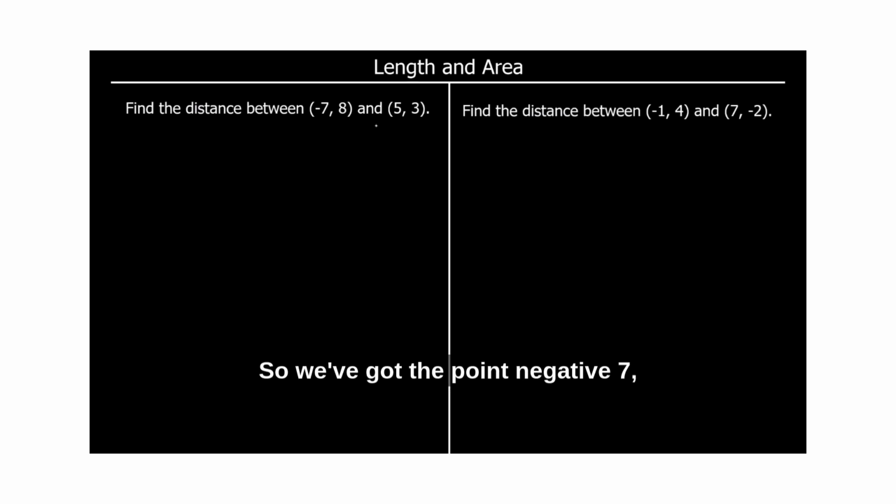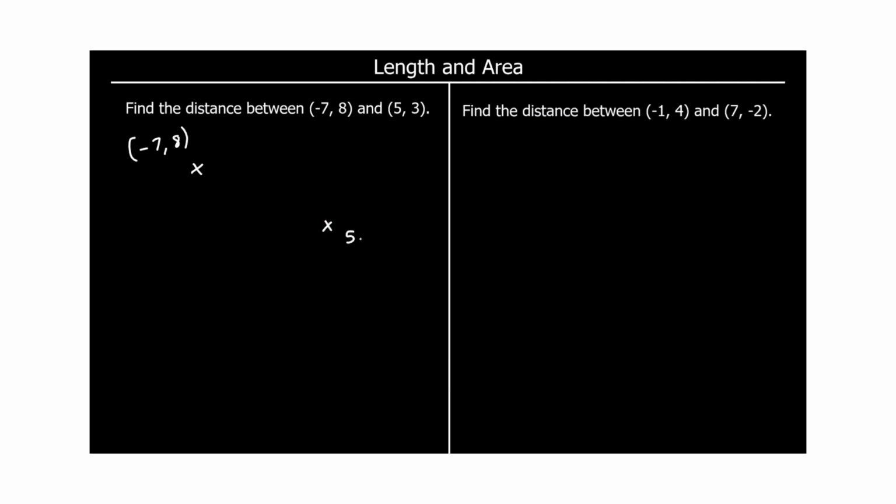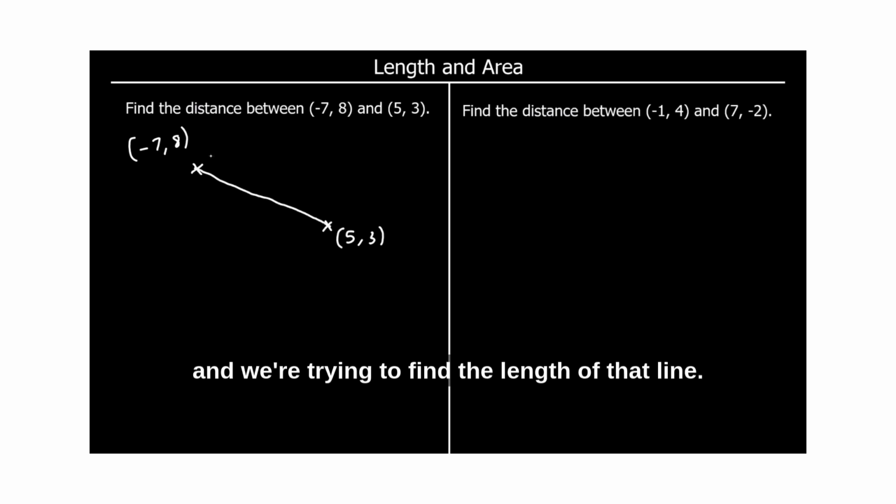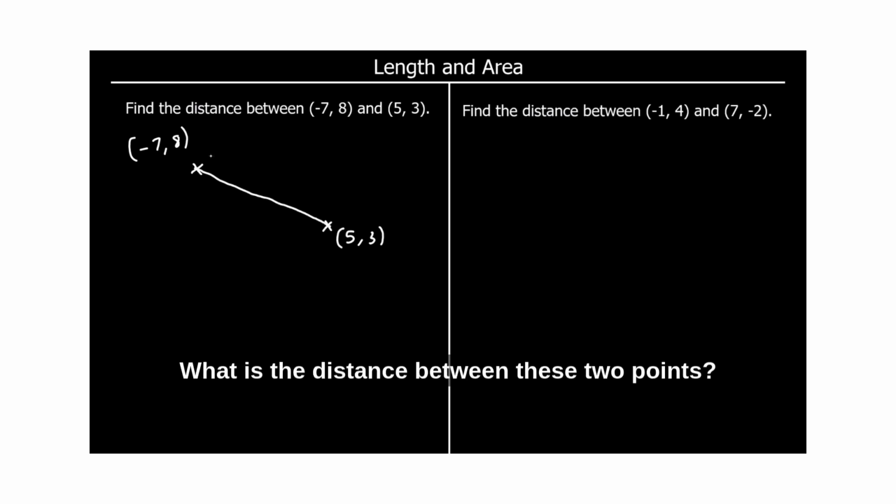So we've got the point (-7, 8), which I will say is over here, and we've got the point (5, 3). Let's say that's over here. And let's say we've got a straight line between them, and we're trying to find the length of that line. What is the distance between these 2 points?